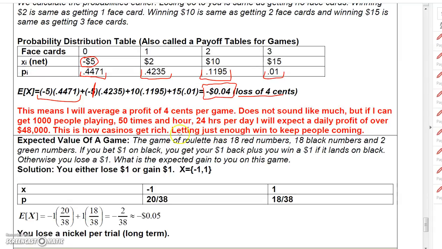Now, it doesn't sound like much, but if I can get 1,000 people to play this game 50 times an hour, 24 hours per day, then I can expect a daily profit of over $48,000. And this is how casinos get rich. They let just enough win to keep people coming back.